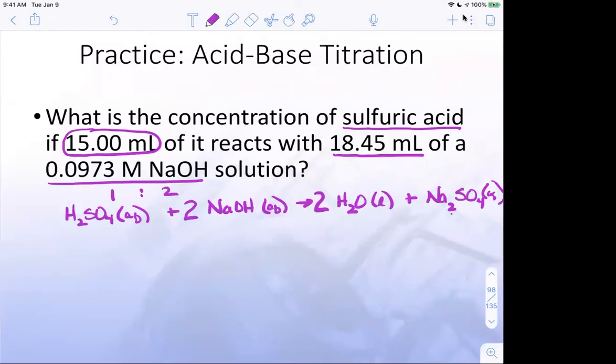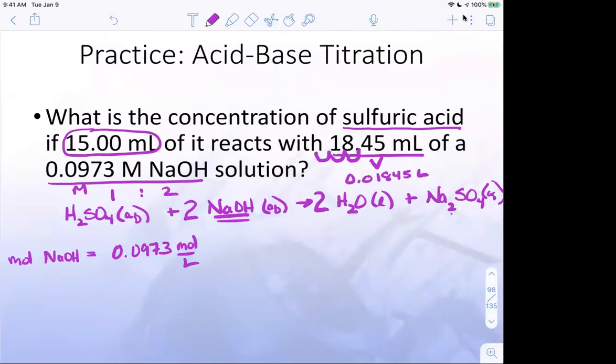I know the volume and the molarity of my sodium hydroxide. So my moles of NaOH is going to equal 0.0973 moles per liter, and I'm going to convert this volume to liters, which is 0.01845 liters. So that's my volume.